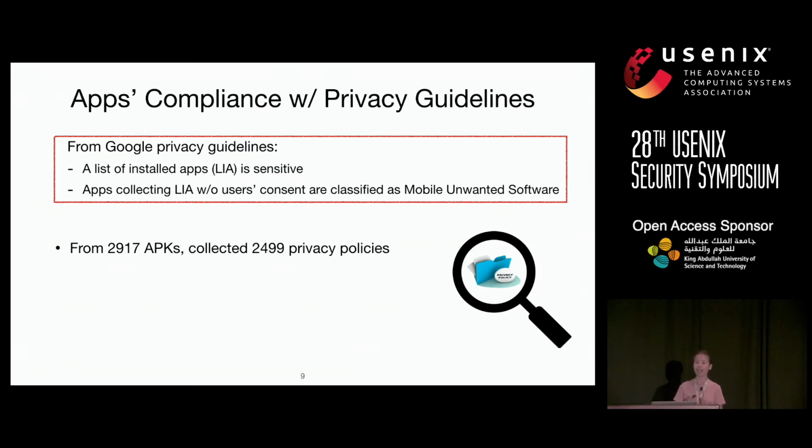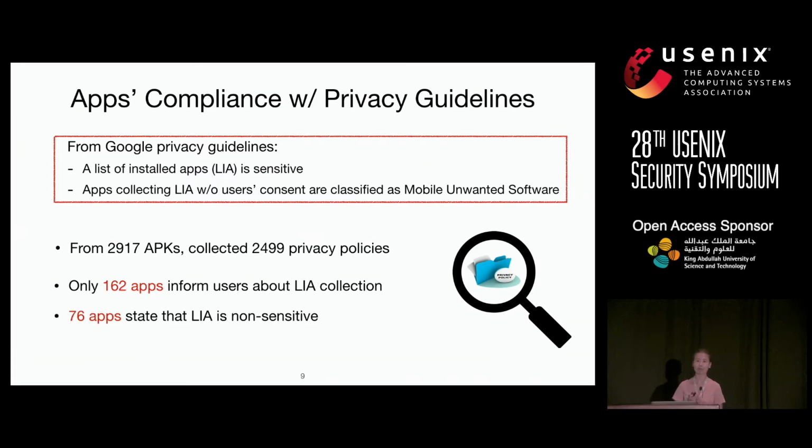And we found that out of these privacy policies, only 162 apps inform the users about the collection of the list of installed apps. And out of these 162 apps, 76 apps consider a list of installed apps non-personal information, which is the opposite of Google's privacy policy guidelines.